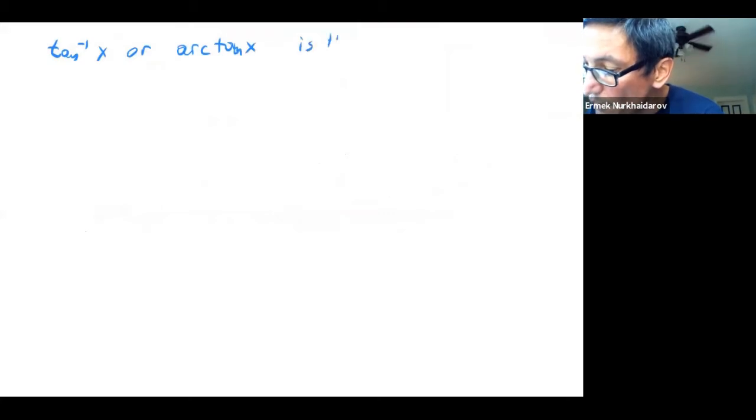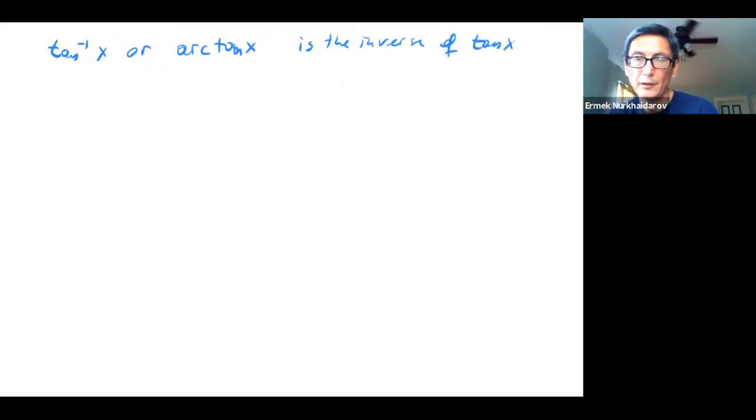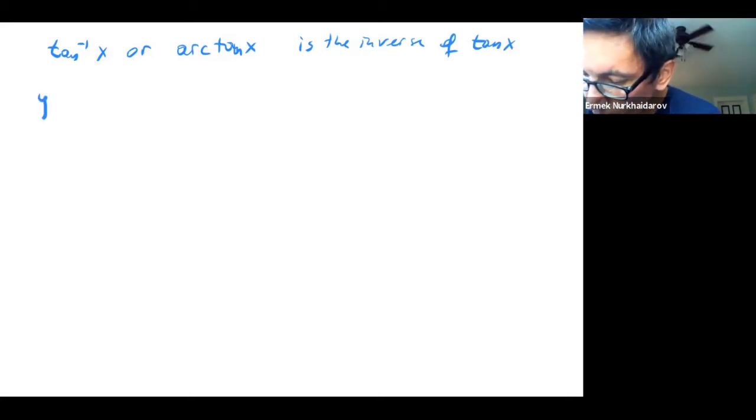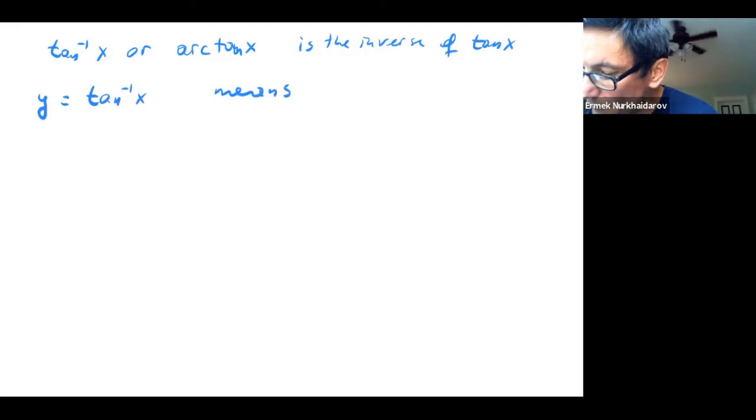So tangent inverse, or arctangent, is the inverse of tangent x. So what does it mean? It means y equals tangent inverse x means tangent y equals x.